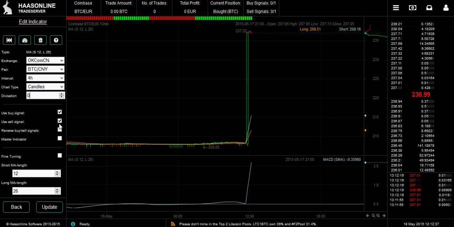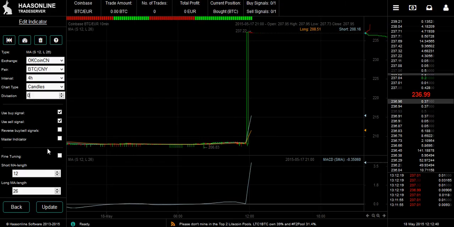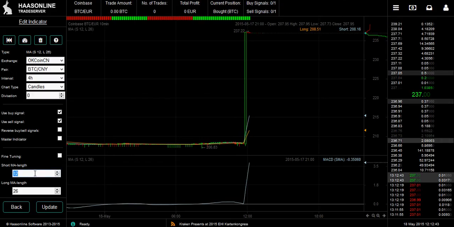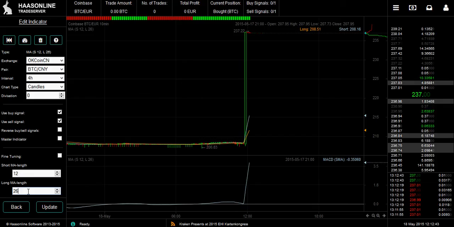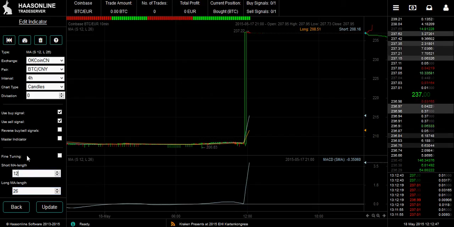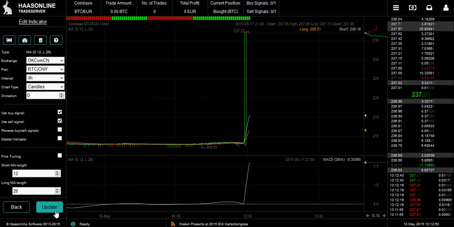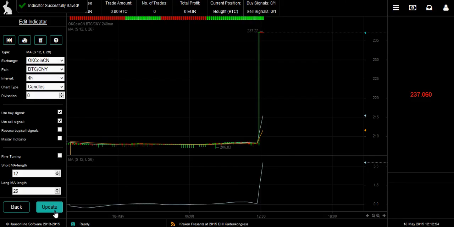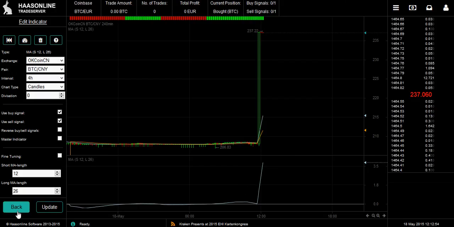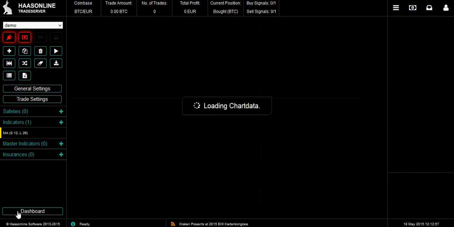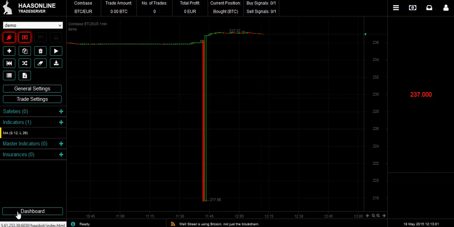And you can also use buy or sell signals, and you can make it a master indicator. We're going to talk about that later. And so yeah, then you have the length of the MA, short and long. These are just the defaults, and right now we're just going to set up a default MA on the 4 hours. That's it. That's what we did. And let's go back.